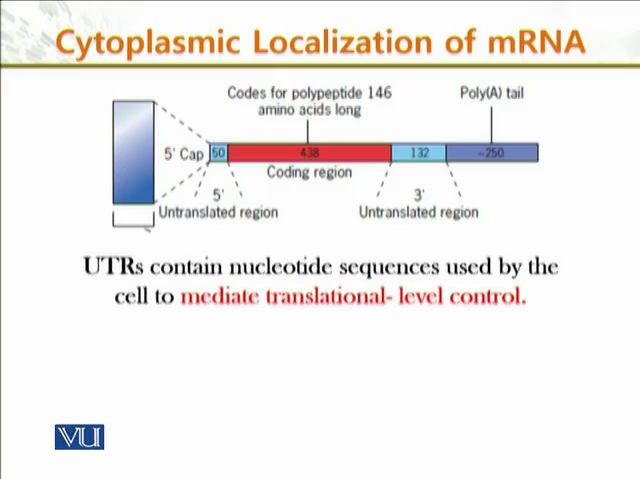We can see in this diagram that there is an untranslated region at the 5' end. Then there is a coding region in between. Then the untranslated region at the 3' end extends up to the poly A end. That is the untranslated region. They contain nucleotide segments used by the cell to mediate translational level control.